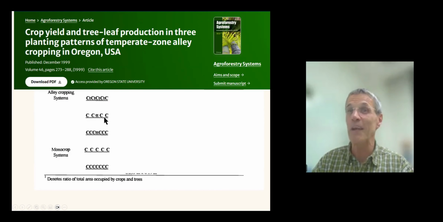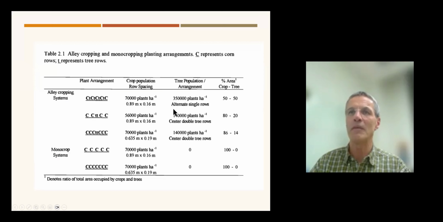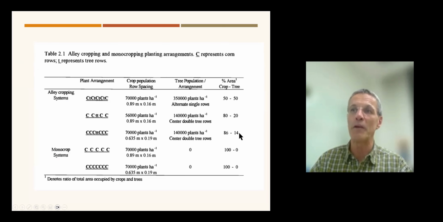But that took away some corn plants. And so then I said, well, maybe I can squish the corn plants closer together, those corn rows. And then I compared it to widely spaced and narrowly spaced corn. What I had in the end was a system where 50% of the space was, not 50% of the plants, but 50% of the space was taken up by the trees in one system. And in this system, only 14% was taken up by the trees.